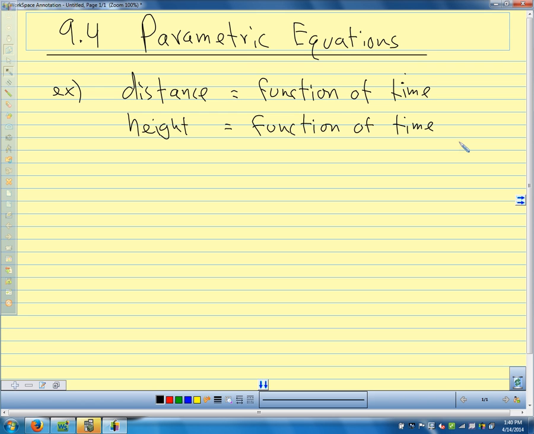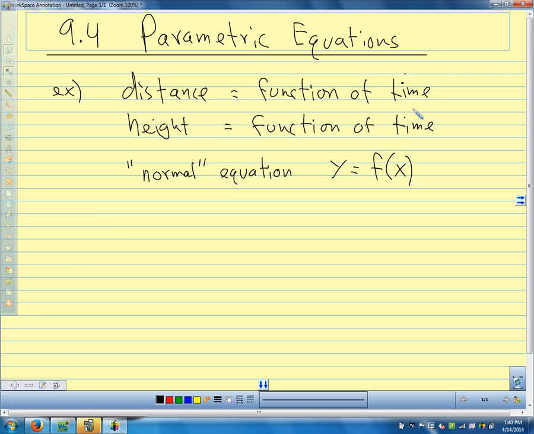And the contrast to that is what we'll call our "normal" equation. I call them the rectangular equation, the ones that we usually work with, where we get y equals some f of x, where we plug in an x value and we get a y value out. In parametric equations, we're plugging in a parameter. Here our parameter is time, and we get an x and a y out. So just to contrast those two a little bit.